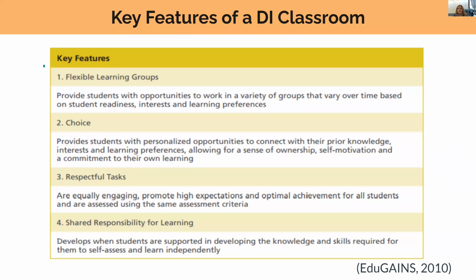Some key features to remember when thinking about differentiated instruction are keeping your groups flexible. Have flexible learning groups. Yes, you're going to have those times where you need to have your students grouped out by high, middle, low. But sometimes you just need groups that can work well together. Other times you want to have some mixed groups of different learning styles and academic abilities. So make sure your groups are flexible.